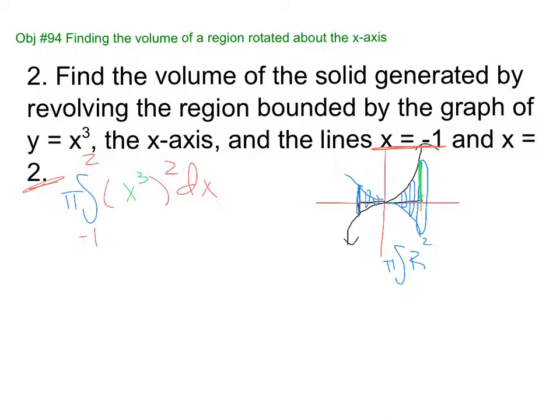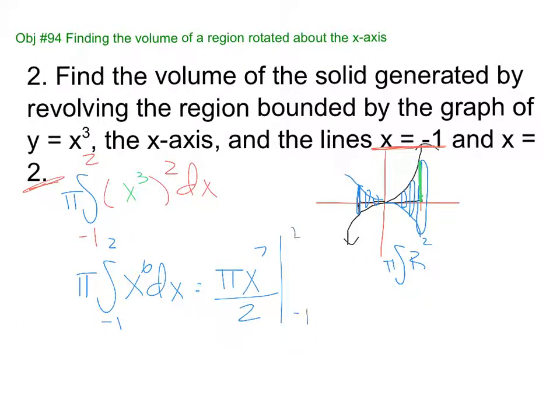So let me rewrite it. Pi, integral from -1 to 2 of x to the 6th dx, which is pi times x to the 7th over 7 from -1 to 2. So that's pi. The one pair of 2's cancel, so that's 64. Oh, I just lied. Just kidding. That is not a 2, that is a 7. X to the 7th over 7.